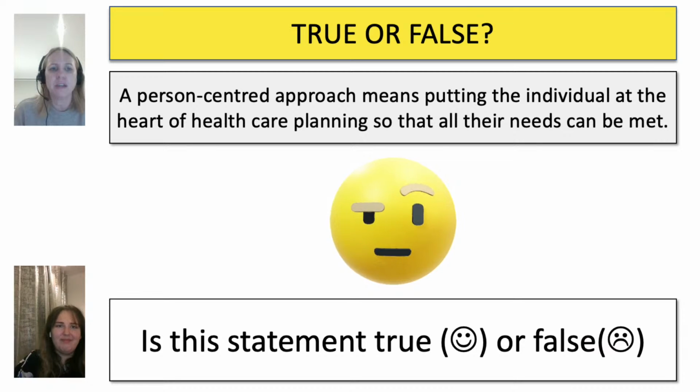Our first slide for this evening is a true or false question. We'd like you to write in the chat whether you think this is true or false. You can either give me a T, an F, or a smiley face emoji or a sad face emoji. So just to warm up then, true or false: a person-centered approach means putting the individual at the heart of healthcare planning so that all their needs can be met. Is that true or false? Just tap in the chat for us this evening so I can have a look.